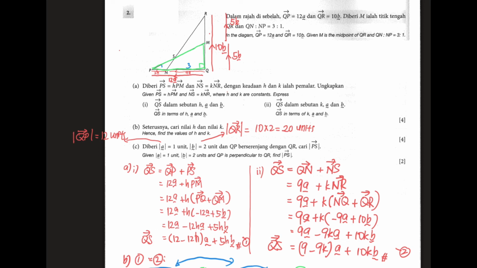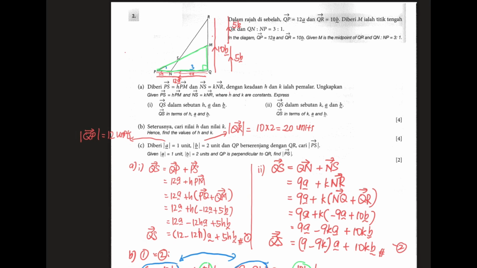So they tell us that this is perpendicular. So we can use Pythagoras theorem to find out PM. So let's do that first. PM. Okay, we do it at the side here. Part C.